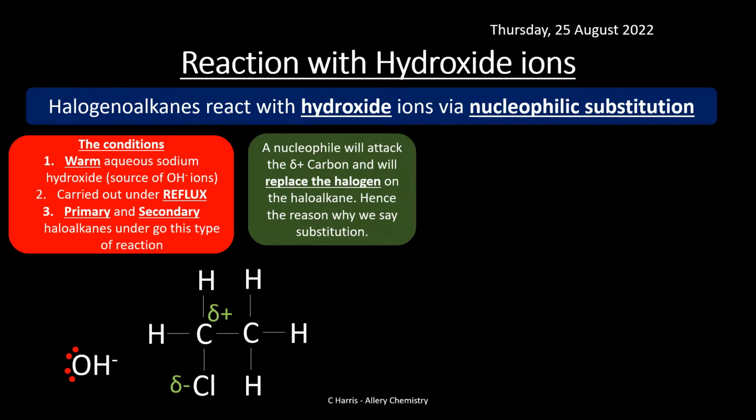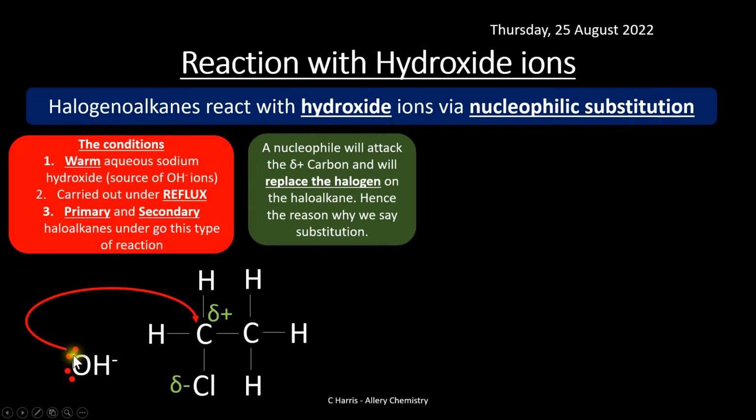Okay, which is this molecule here, and we've got our OH minus ion there. So a nucleophile will attack the delta positive carbon, so we can see it here, and what it'll do is it'll replace the halogen with the OH, so basically there'll be a swapping, so that's your substitution bit. So there we are.